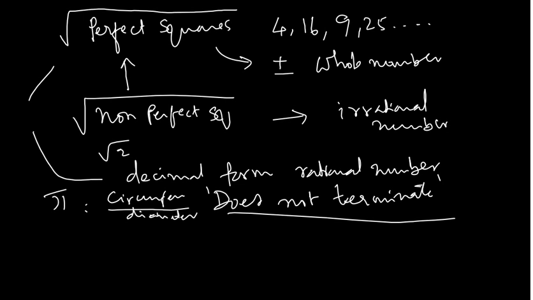So these are the two definitions. Pi comes from the one that does not terminate, and the other one is a non-perfect square. So understood how this definition of the irrational number comes into the picture? Yes.